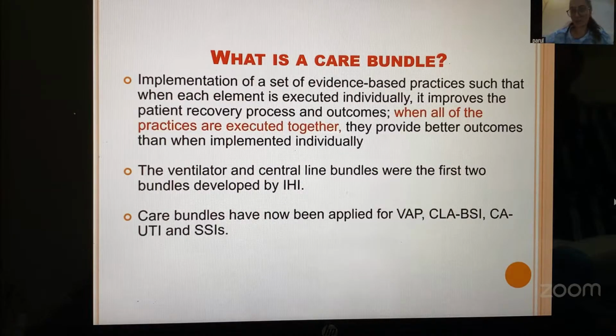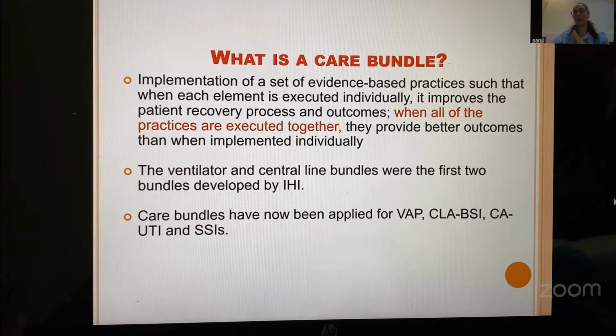It improves patient recovery. If you do it in patchy ways, it's considered to be an incomplete care bundle. So for a better outcome, the magnitude of improvement increases many-fold if the care bundle is followed. What is a care bundle? It is a group of steps we take together to prevent a particular kind of infection.